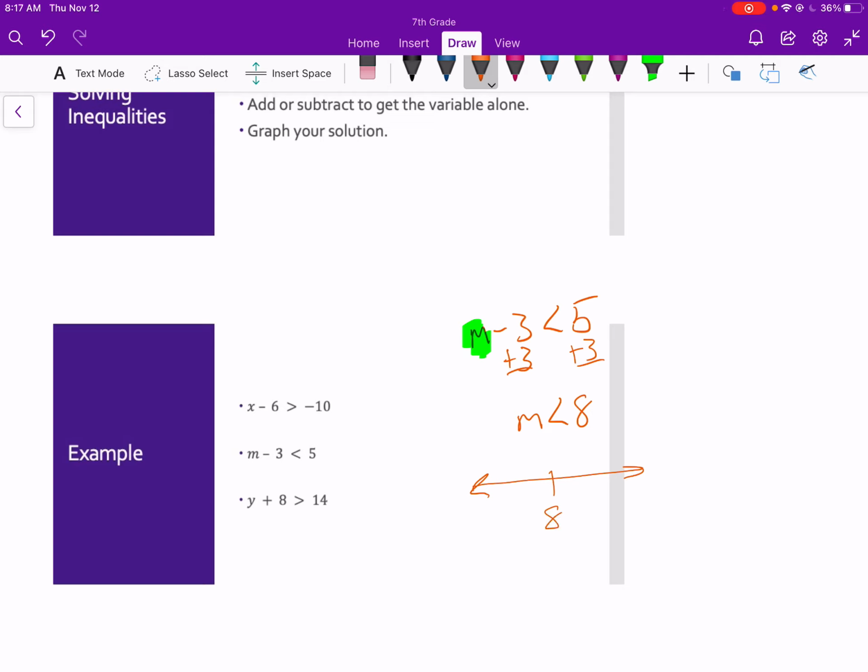I know it's an open circle because we don't have an equal to. I'm going to pick my favorite number of 0 and ask myself, is 0 less than 8? And yes, it is, so I'm going to point toward the 0.